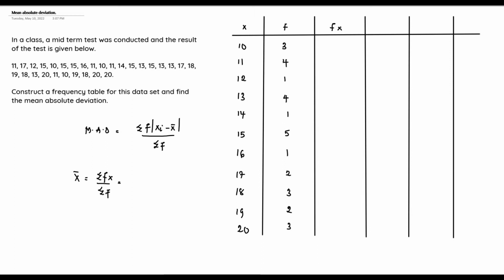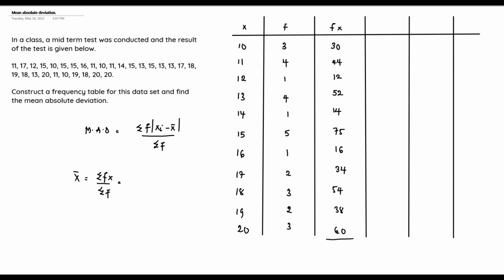So fx is actually the product of the variable with its corresponding frequency. So 10 times 3, we have that to be 30. 11 times 4, we have that to be equal to 44. 12 times 1, we have that to be equal to 12. 13 times 4, we have that to be equal to 52, and we do the rest. So let's sum the fx.